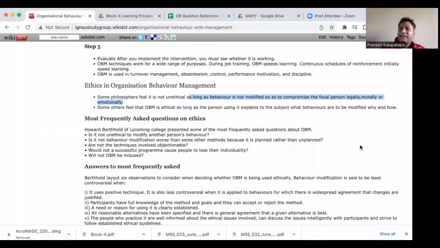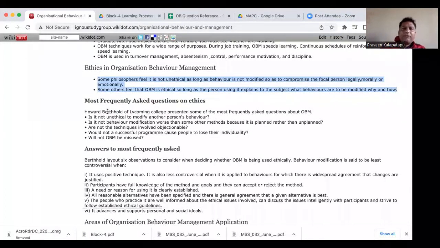Some philosophers say that you know why and how. You also explain to the person why and how you want to change their behavior. Then it is moral. That person is also in sync with you, and even wants to change his behavior because you explained the rationale for why you want to change that behavior. Right? So those are the 2 points to support why this is not unethical.